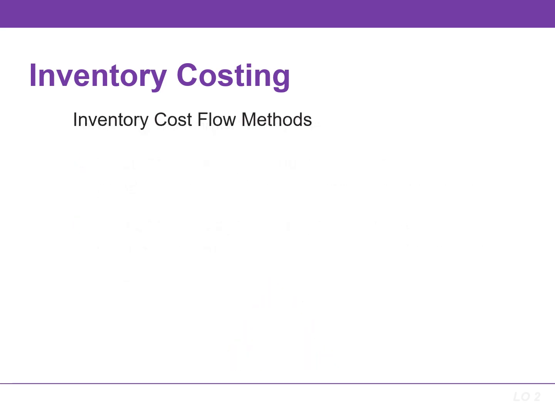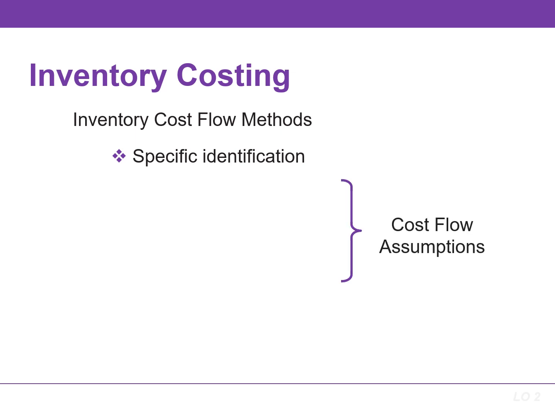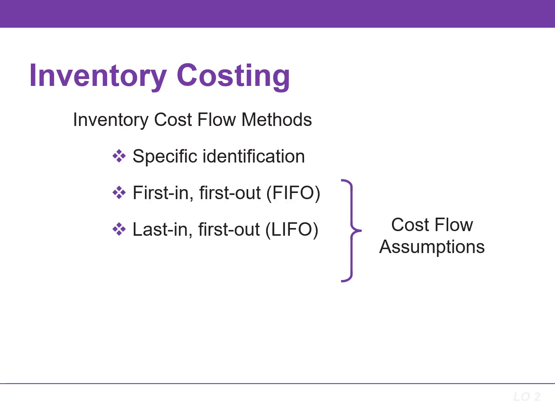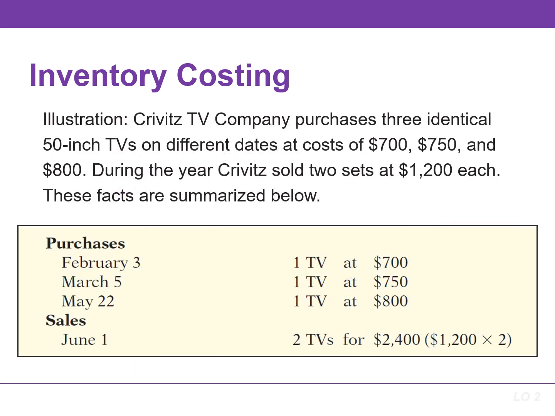To determine inventory, a company must select an inventory cost flow method. The methods are specific identification and 3 assumed cost flow methods: FIFO, LIFO, and average cost. We will illustrate each method using a TV company.